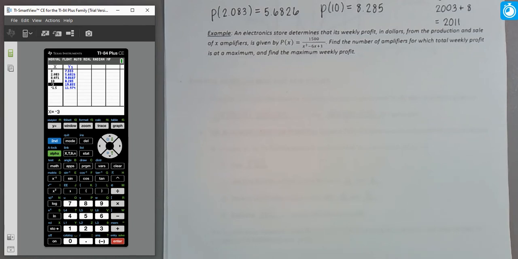We want to find the number of amplifiers for which weekly profit is at a maximum, and then find the associated maximum weekly profit. So P of x, our profit, is in dollars, and x is the number of amplifiers that we've made and sold. We're looking for the maximum here. Where does it occur? What x value is it associated with? And then what's the associated maximum profit? So we need to find our derivative.